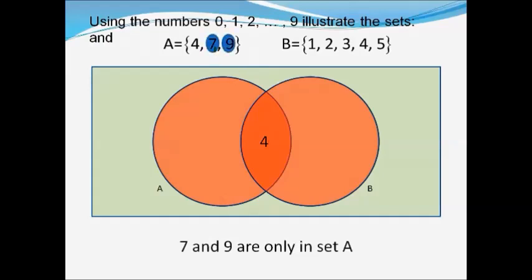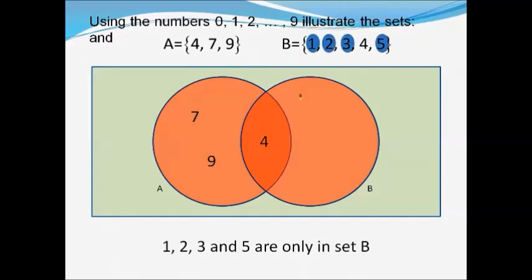Next, 7 and 9 are only in set A, meaning 7 and 9 will be placed inside set A. That's why it's here. Next, 1, 2, 3, and 5 are only present in set B. Therefore, 1, 2, 3, and 5 will be placed in this space, because they are only in set B.